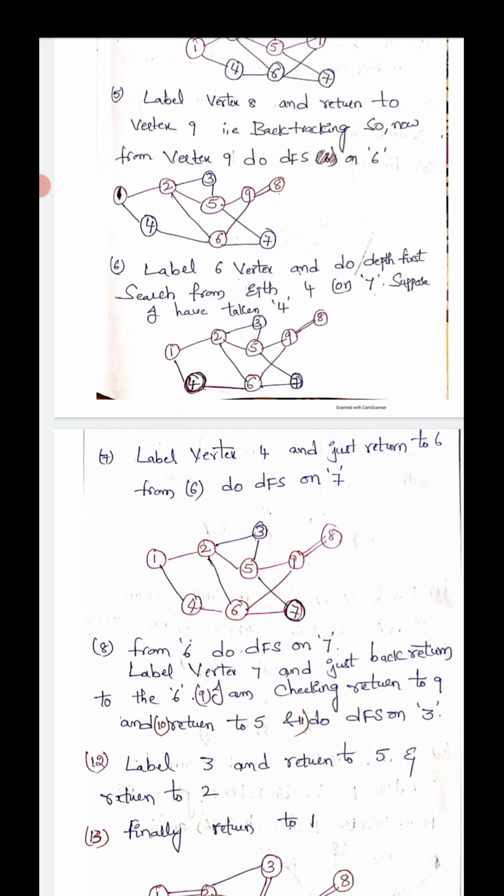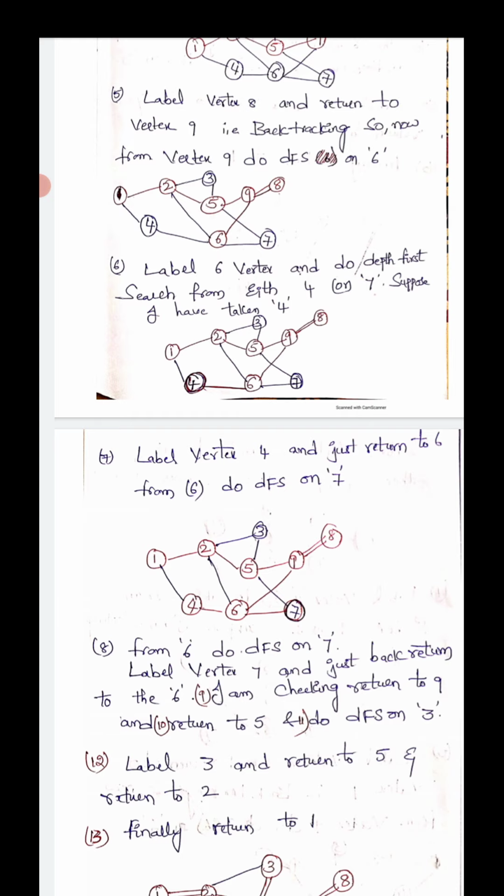Now I take the 6 vertex. 6 has connections 4, 9 and 7. Now I take 4 and 7, because 2 and 9 are already traversed. Now I label the 4th vertex and return to 6. Next, from 6 we perform depth first search on 7. From 6, do DFS on 7.